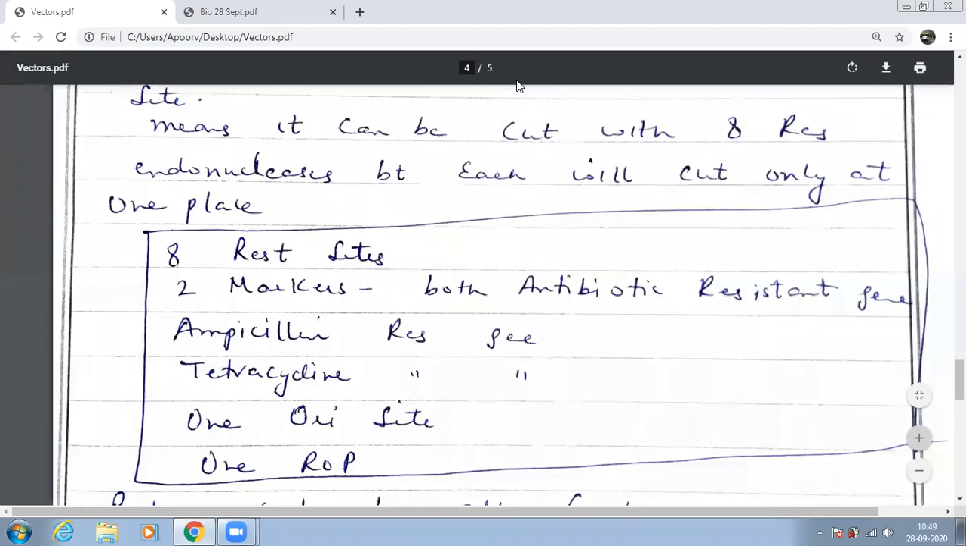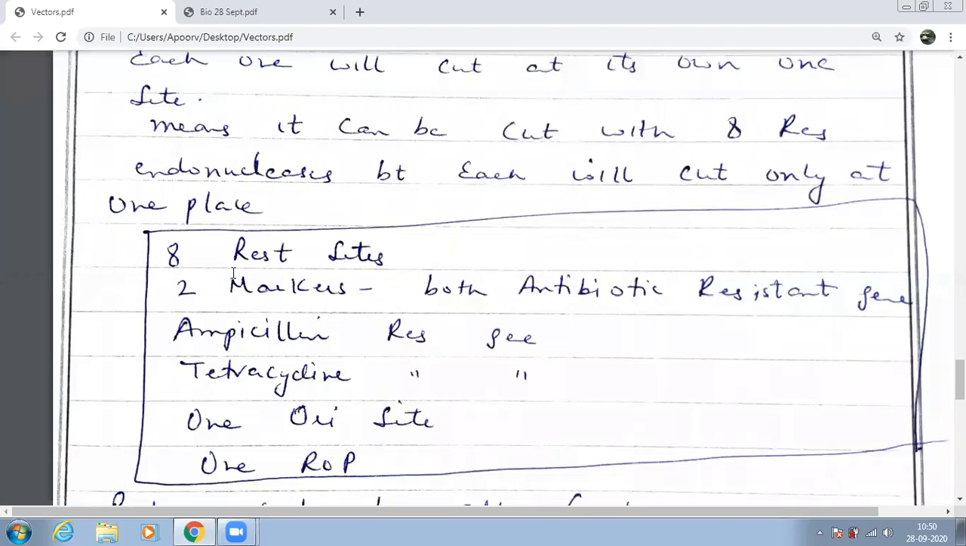HindIII. Okay, 2 are done. BamHI. 3 are done. SalI. 4 are done. PvuII, PstI, then PvuI, and EcoRI. So how many restriction sites, beta? 8 restriction sites. How many markers? 2 markers.